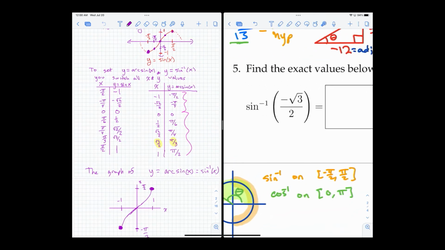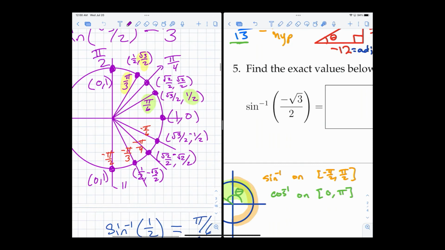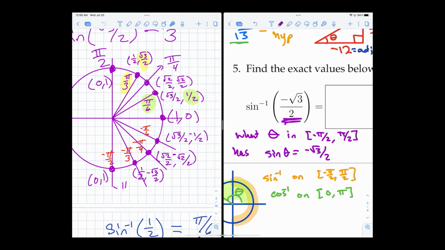So if you're doing sine inverse of negative root 3 over 2, then what that's telling you is that you are trying to figure out in this section of the unit circle, where the sine is equal to negative root 3 over 2. So what theta in negative pi over 2 to positive pi over 2 has sine theta equal negative root 3 over 2? That's what the question's actually asking. And on the unit circle, the sine is the y value. So you just look for a y value.